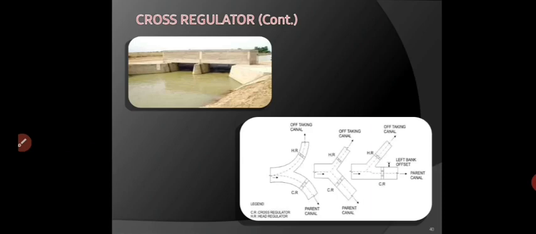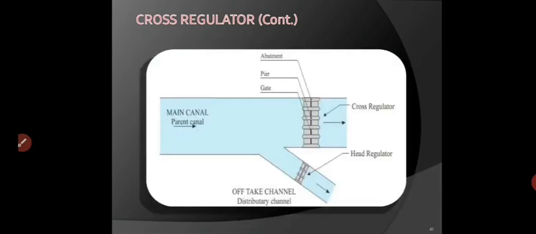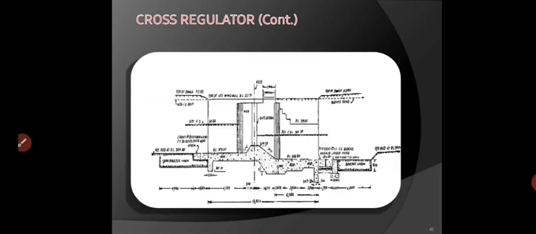So both are gated structures and the functions of both are similar, but one is constructed on the parent canal, another is constructed on the off-taking canal. Yes, this is the top view. So piers and gates are shown and the ends are known as abutments, but from the main canal, cross regulators and from the off-taking canal or distributary, head regulators are there. Okay, this is the cross section. We show the levels and concrete floor and piers and gates of the cross regulator.